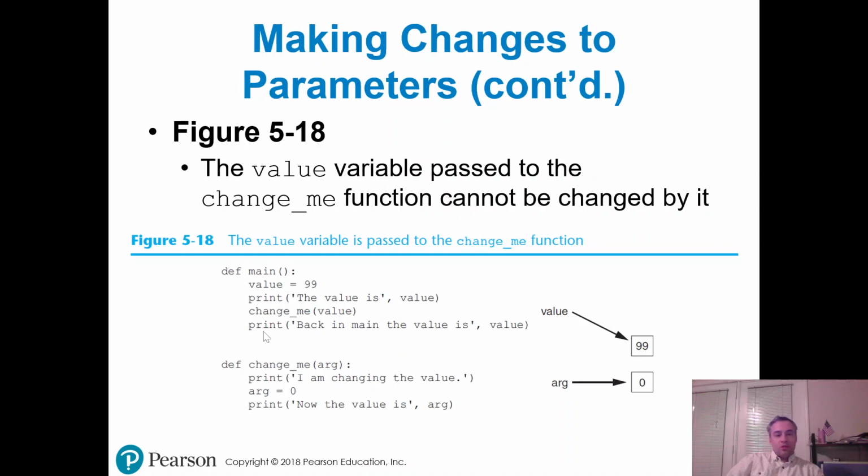However, as soon as it jumps back to the main, it actually forgets the value and it remembers the previous value as it was. So change_me cannot change the value in the outside program, the variable value in the outside program.